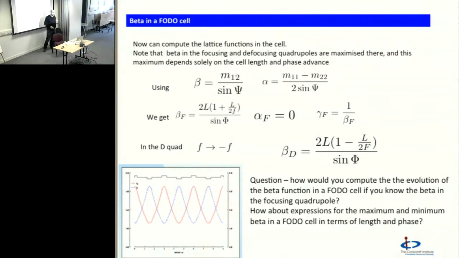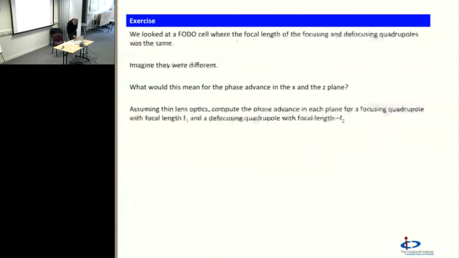So that point, that point, that point, that point. You have the equations for that now. And what about expressions for the maximum and minimum beta function in the cell in terms of length and phase? These are not in terms of phase, these are in terms of F and L. What's the maximum in terms of the phase? That's another good thing to do.